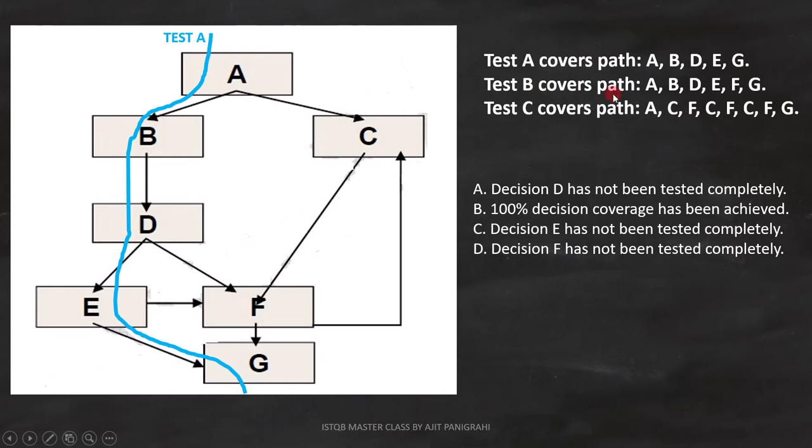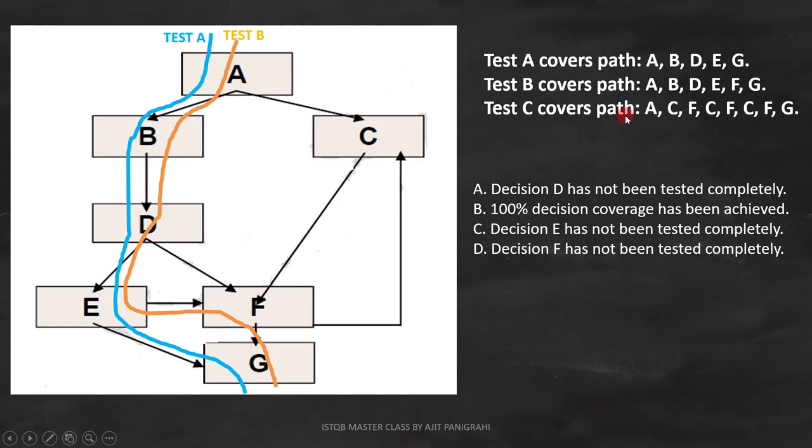Test B covers path A, B, D, E, F, G. This is the path covered by test B in the flowchart. Now still one part of the A and D is not covered. But now, both parts of the E is covered. Now let's analyze the last test.